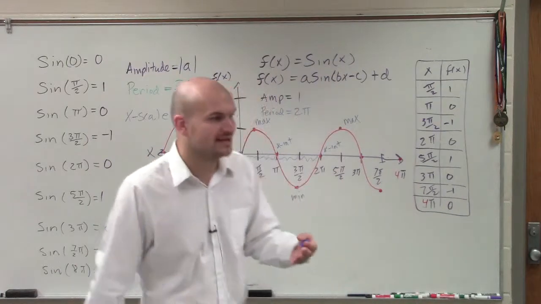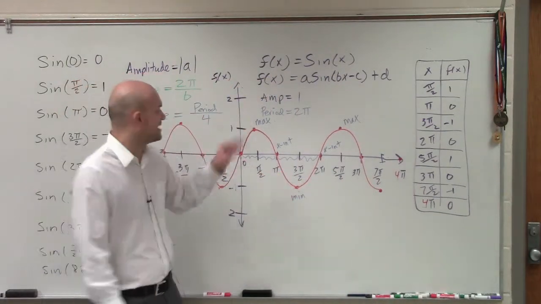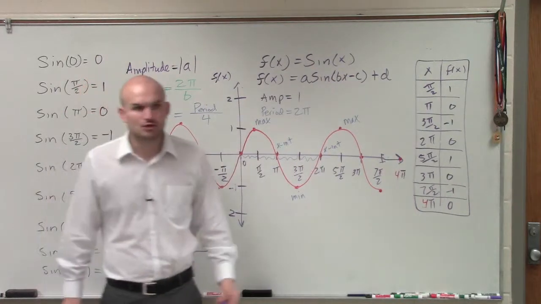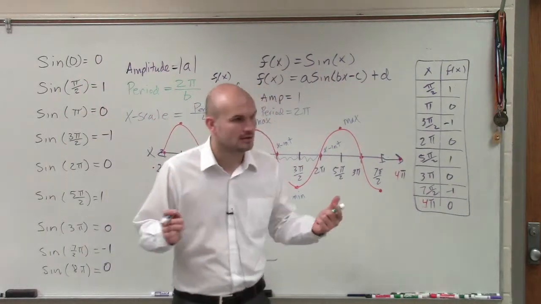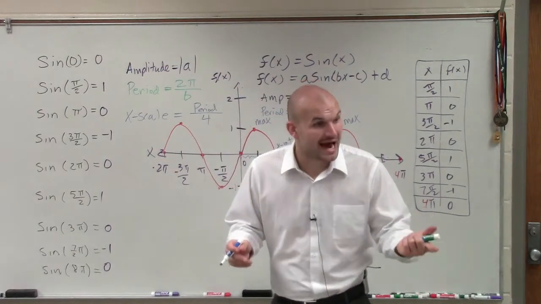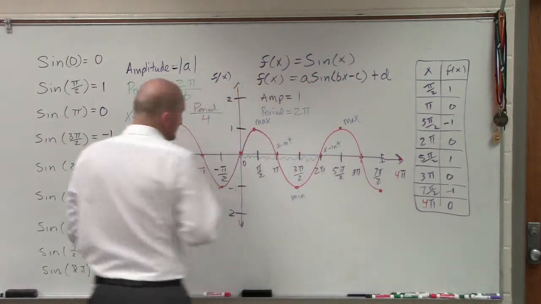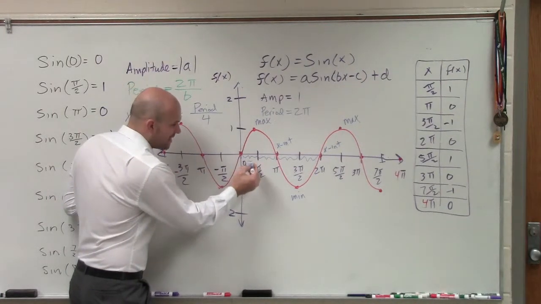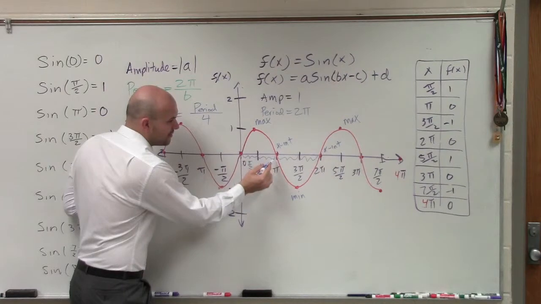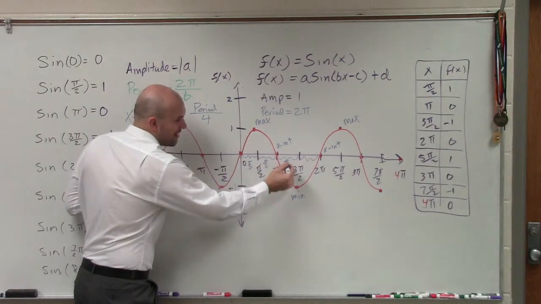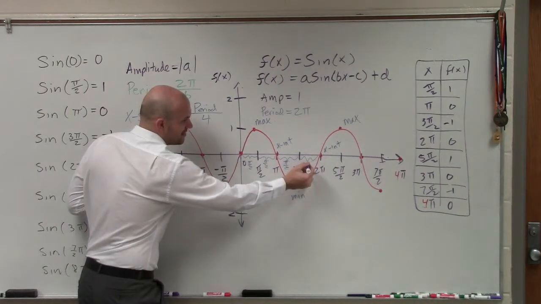And what's even more important about that is, let's say here my x scale: if I take 2 pi divided by 4, what is that? 2 pi divided by 4 is what? Pi halves, right? So what do you guys notice? From here to here is what? Pi halves. From here to here is what? Pi halves. From here to here is what? Pi halves.